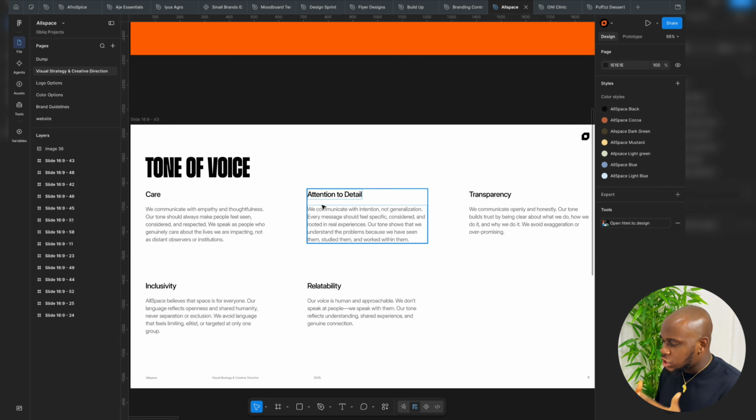At the same time too, we are transparent, we are open, we are honest. We are trying to explain to people what we do, how we do what we do, and why we do it. We are avoiding over exaggeration, and we are not over promising. So these are things that I felt were very important to the essence of the brand and should be put into the brand's communication style so that anytime Allspace appears, people can remember them for being caring, for paying attention to detail, for being transparent, for being inclusive and relatable.